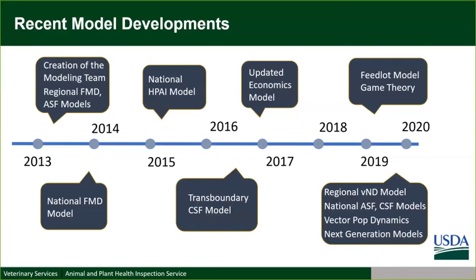So the outcomes generated by these models inform emergency preparedness and planning. They support business continuity. They can help forecast market and trade impacts of disease outbreaks and then estimate potential indemnity costs related to outbreak control efforts. So we use these very much as emergency preparedness tools. We have had to use them for outbreak response, such as an HPAI outbreak, as well as currently with the virulent Newcastle disease outbreak in California.